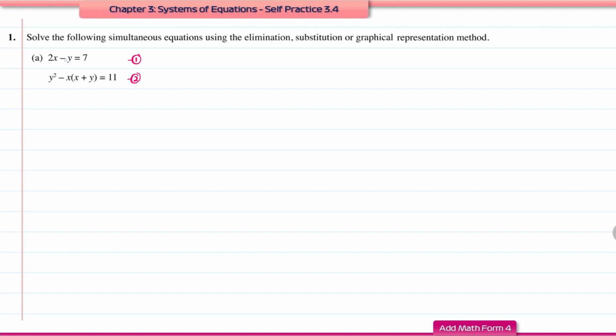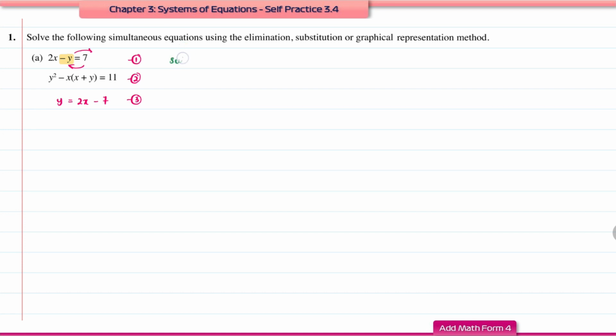And I'm going to choose the y from equation 1 to become the subject of the formula. Therefore, I'm going to move this y to the right hand side and this 7 to the left hand side. So y is equal to 2x minus 7. I'm going to label this as my equation number 3.